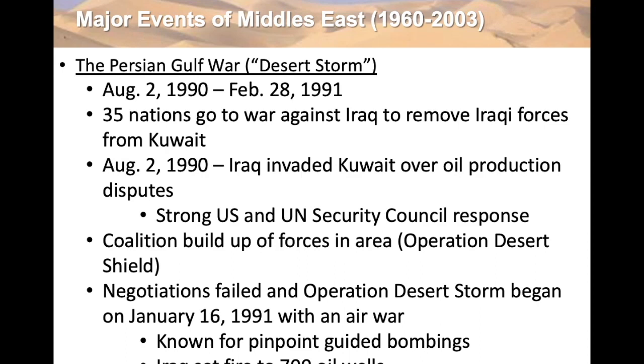And whenever you have a problem with oil in the Middle East or some kind of dispute over it, it's going to affect countries around the world, especially large consuming countries such as the United States, such as Great Britain, and others. But there was a strong U.S. reaction, and then the UN Security Council brought sanctions against Iraq.